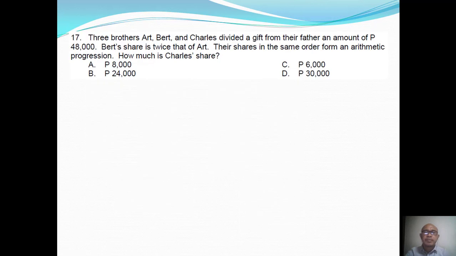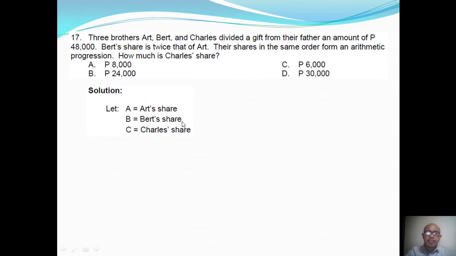Next problem. 3 brothers, Art, Bert, and Charles, divided a gift from their father, an amount of 48,000. Bert's share is twice that of Art. Their shares in the same order form an arithmetic progression. How much is Charles' share? So, if we add the 3 shares, that will total to 48,000. So let A equal Art's share, B Bert's share, and C Charles' share. If we add, that is equal to 48,000.